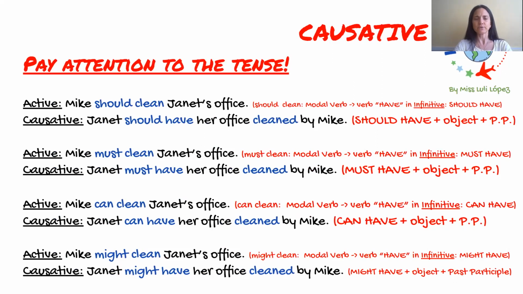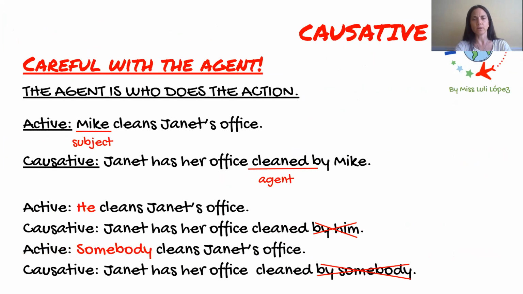If in the active you have Mike might clean Jeanette's office, might clean, it's a modal verb, so the verb have in infinitive, might have. So the causative: Jeanette might have her office cleaned by Mike. So might have plus the object plus the past participle. And that was it for the structure.